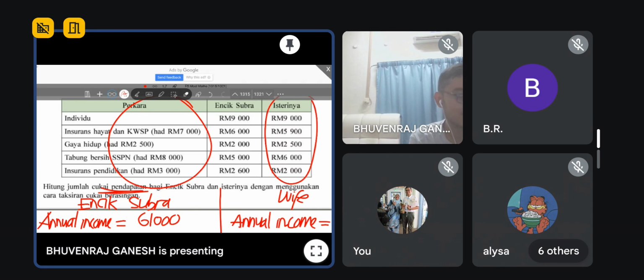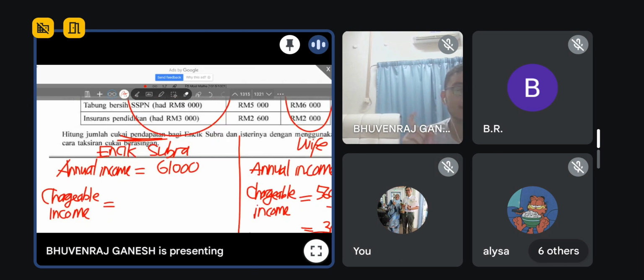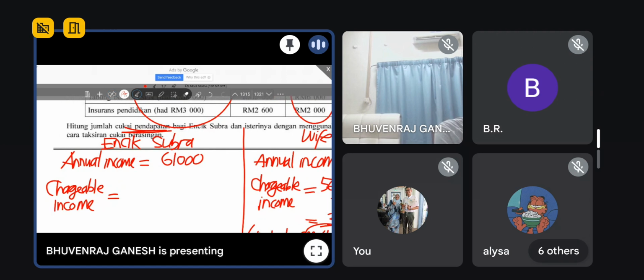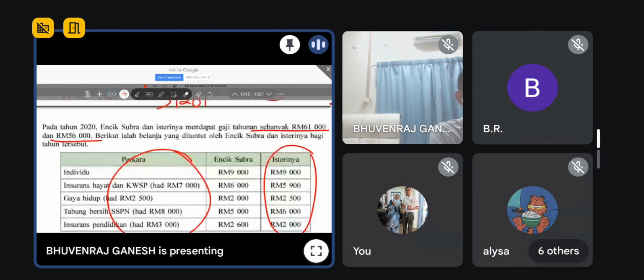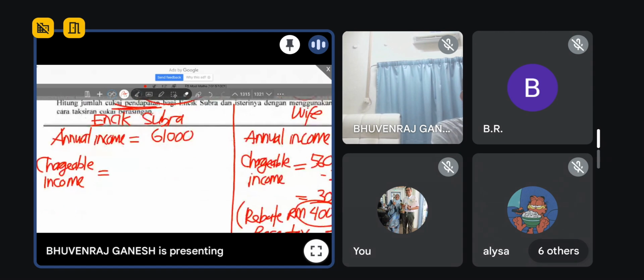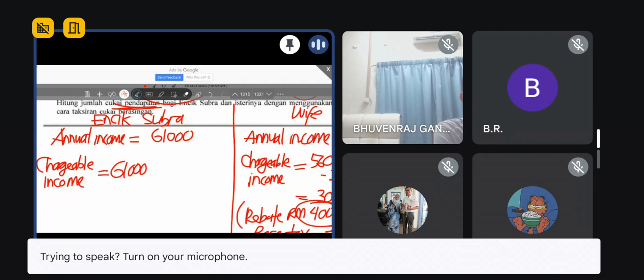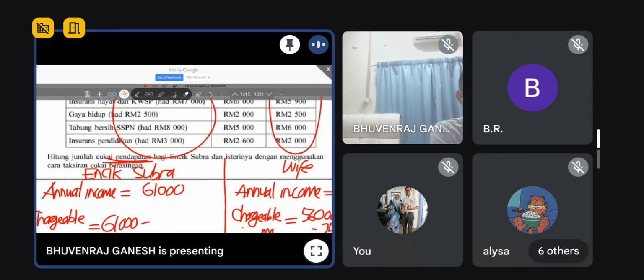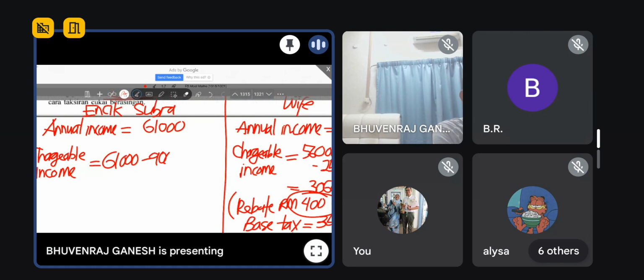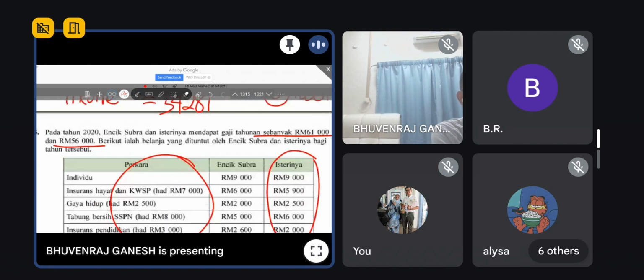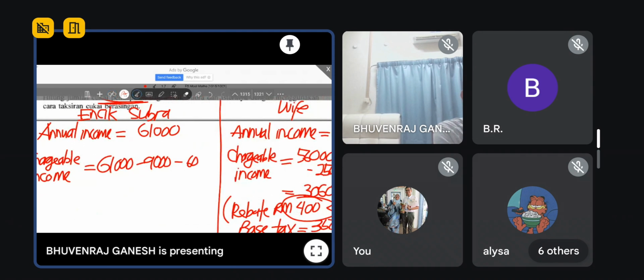Okay, let's see. 6,000 minus 2,000 minus 5,000. Okay, very good, Bowen. Now boys team is at -1. Okay, very sad. So now basically you take 61,000 minus every single value. Just minus all the values in the table. Minus 9,000, 6,000, 2,000, 5,000, 2,600. Okay, so Bowen correct.